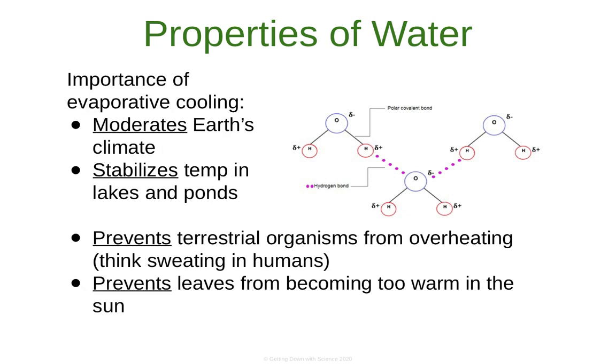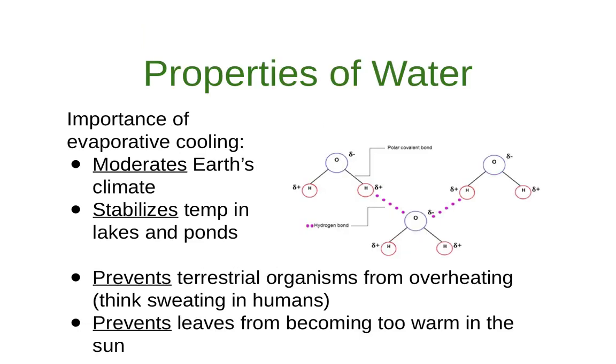This is important because this is how Earth's overall temperature is moderated. The air is full of water. There's water vapor everywhere. So by water's ability to resist changes in state, or its ability to leave as a gas, we get this stabilizing evaporative cooling effect. This also helps stabilize temperatures in lakes, ponds, and streams. It basically prevents terrestrial organisms from being overheated, like when we sweat, and it prevents leaves from wilting too quickly in the warm sun.